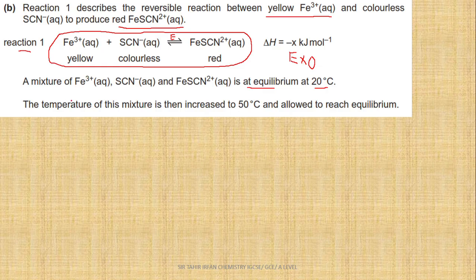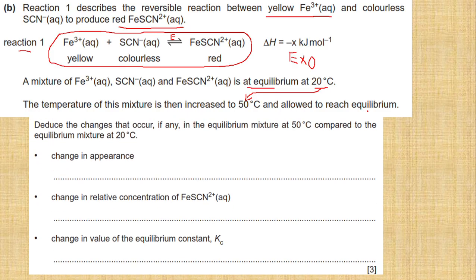The temperature of the mixture is then increased to 50 and allowed to reach another equilibrium. As you are increasing temperature from 20 to 50, it means you are increasing the amount of heat. So what will happen? Deduce the changes that occur, if any, in the equilibrium mixture at 50 degrees centigrade compared to the equilibrium mixture at 20 degrees centigrade. First of all, change in appearance.